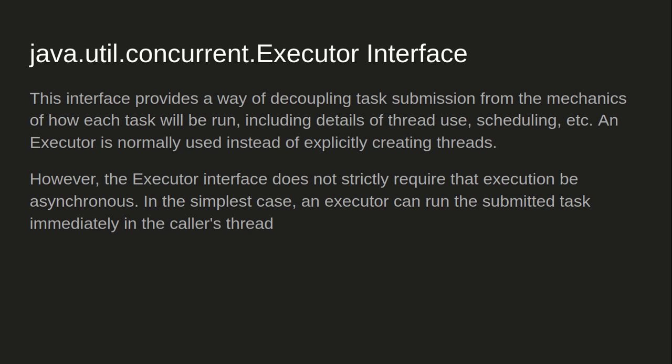So the executor interface is basically the parent interface of the executor framework. It sits in the package java.util.concurrent, as all the classes related to concurrent execution are provided in this package. Now, why is the executor interface built? This interface basically provides a way of decoupling task submission from the mechanics of how each task will be run. Now what does it mean?